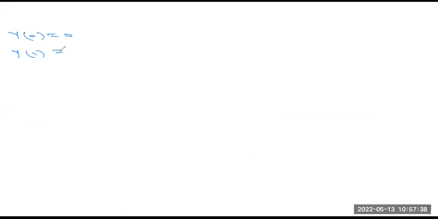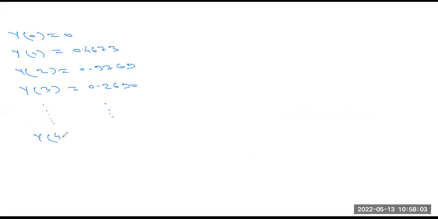That means the function y is equal to y of 1, that is 0.4673. Then y of 2 is 0.3769, and y of 3 is equal to 0.2690, and so on. This process continues, you know that. So last, when k is equal to 40, that means y is equal to y40, the function value is 0.2201.